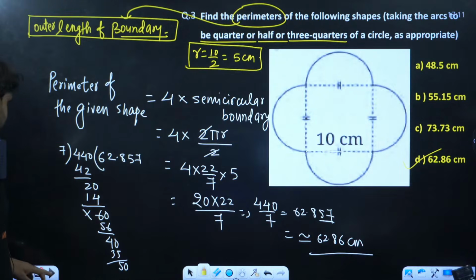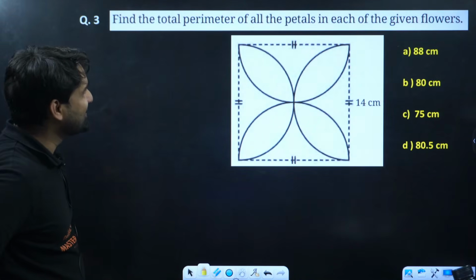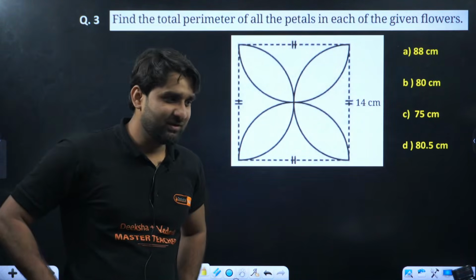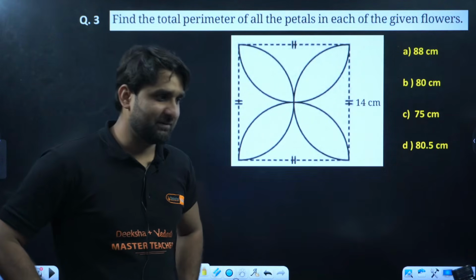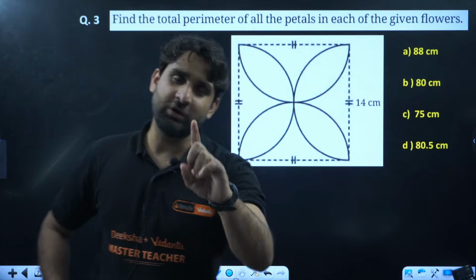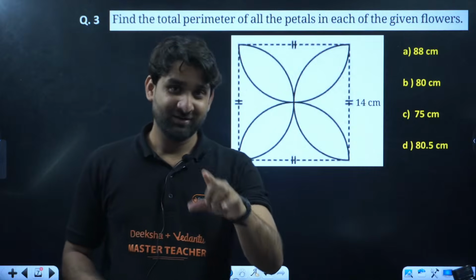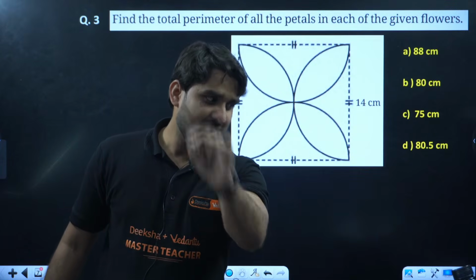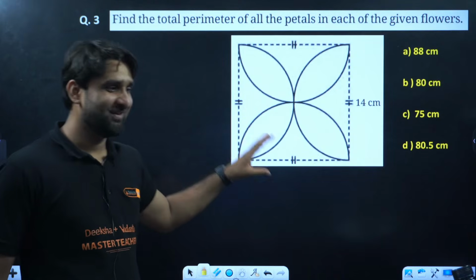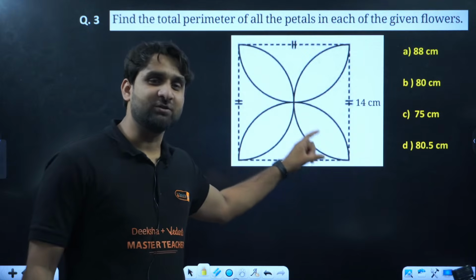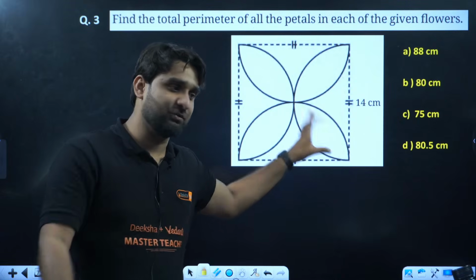Okay, moving to the next question. Oh, wow, what a question. What do you think? How many of you can solve this question without making any error? Tell me honestly, without looking at any solution, without searching the question on Google, without cheating anywhere. Honestly, how many of you can solve this question? Because I am going to give you a very short trick, a short method to solve this question.